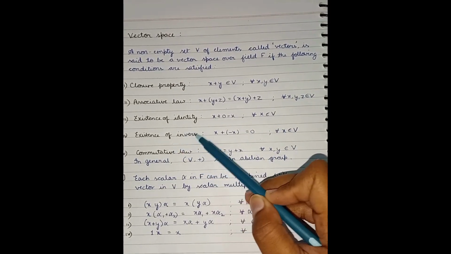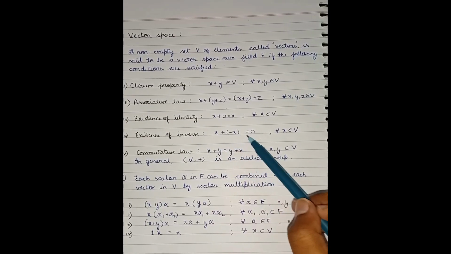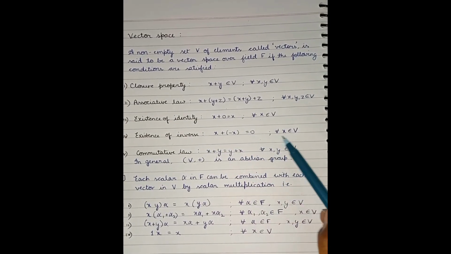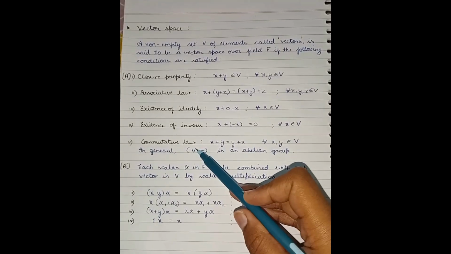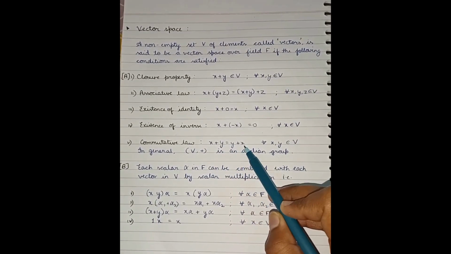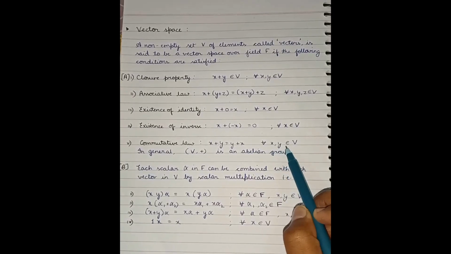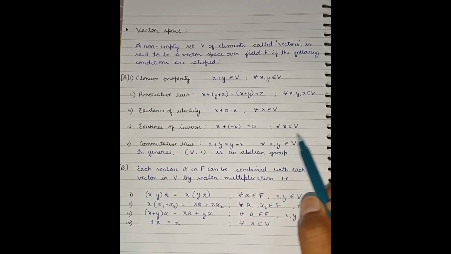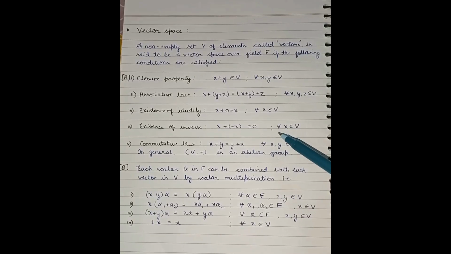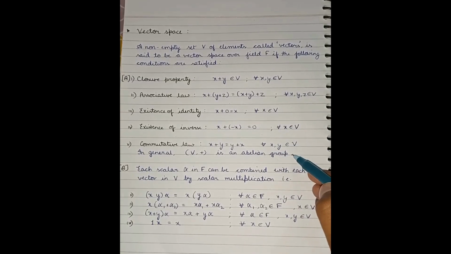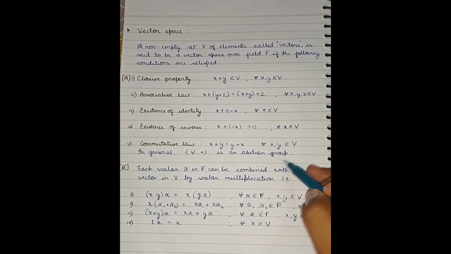Next is existence of inverse, x + (-x) = 0 for all x belongs to V. Next is commutative law, x + y = y + x for all x, y belongs to V. In general, these 5 properties are the conditions that a group must satisfy to be an abelian group.